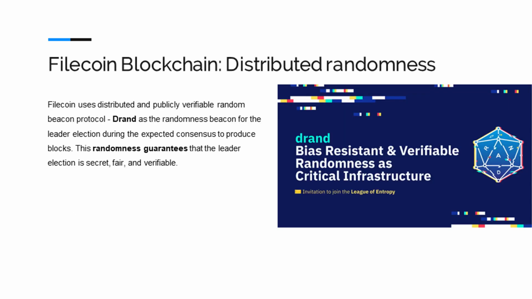Filecoin uses the distributed and publicly verifiable random beacon protocol, DRAND, as the randomness beacon for the leader election during the expected consensus to produce blocks. This randomness guarantees that the leader election is correct, fair, and verifiable.